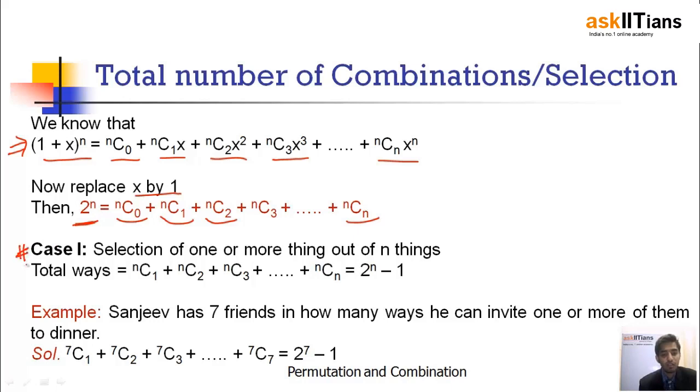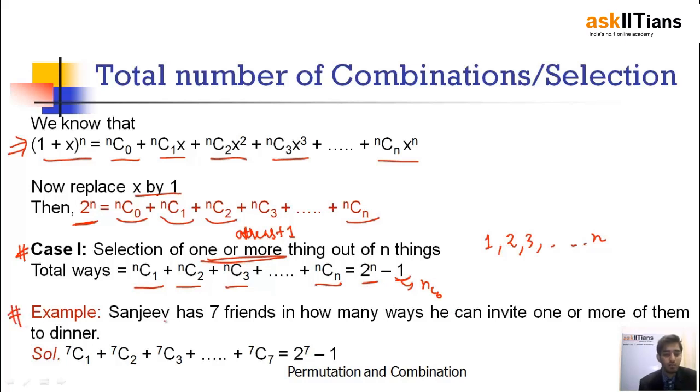Now consider the first case, the selection of one or more things out of n objects. So either I will select 1 or 2 or 3 or 4 or n. That will be given by nC1 + nC2 + nC3 + ... + nCn, which again will be given by 2^n minus nC0. nC0 is again 1. So the total number of ways of selecting one or more things, or you can say at least one, will be given by 2^n - 1.